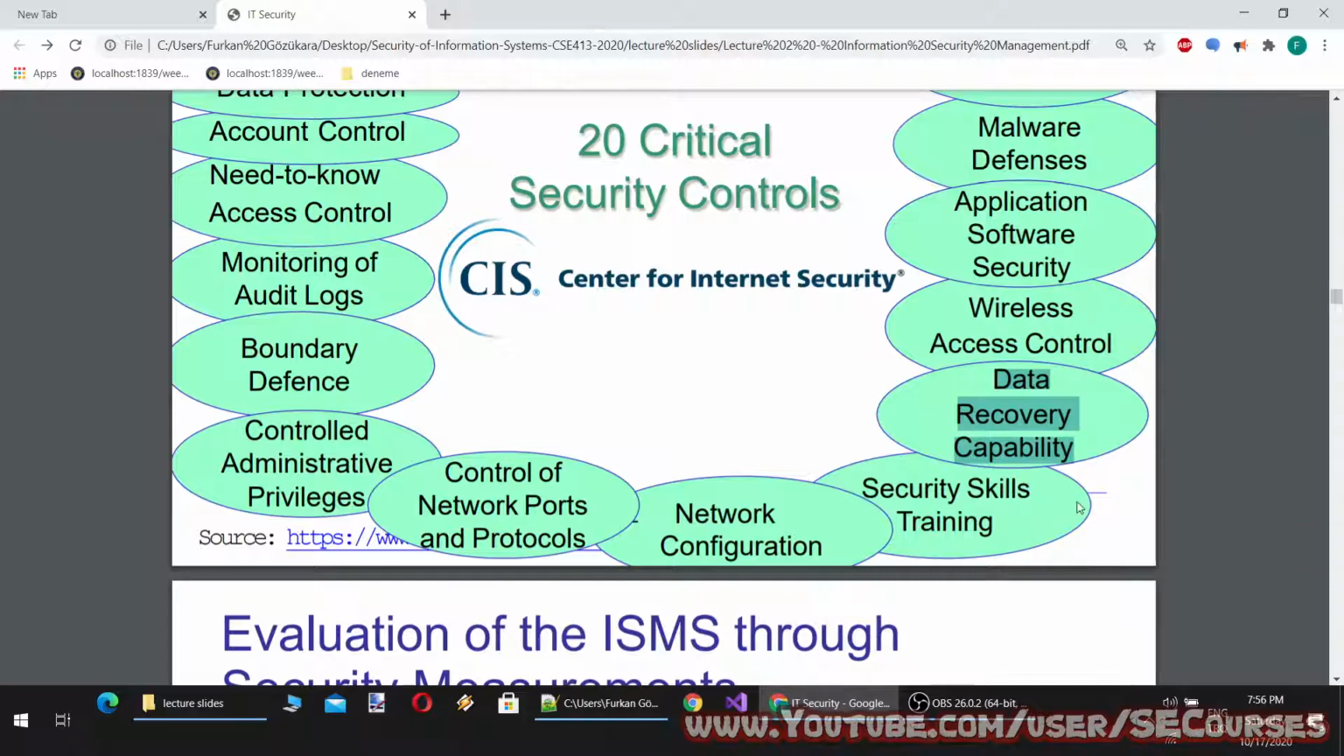Data recovery capability. This is so important. Let's say your server has been deleted or crashed or something, and how soon you can recover your data, or which date you can go back to.